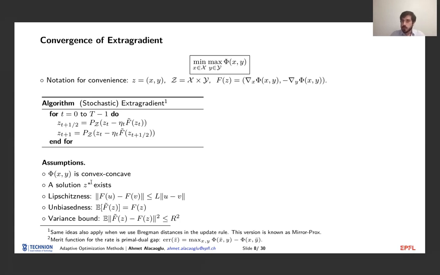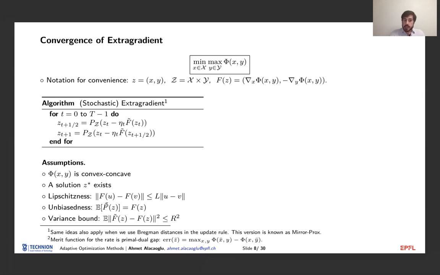So here we do not assume a unique solution exists. So it's like we have at least one solution. The solution set is non-empty. We will assume Lipschitzness of f. Recall that f was the gradient with respect to x and y, and essentially this assumption is telling us that our gradients in both variables x and y will be Lipschitz.